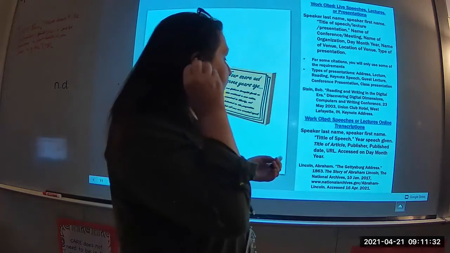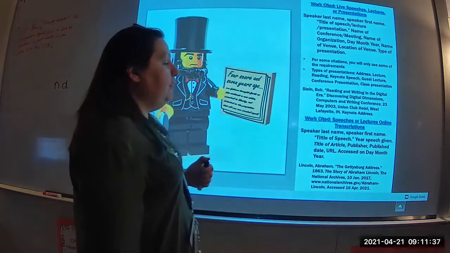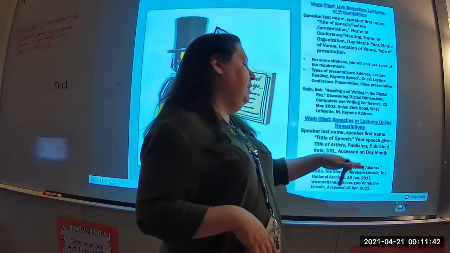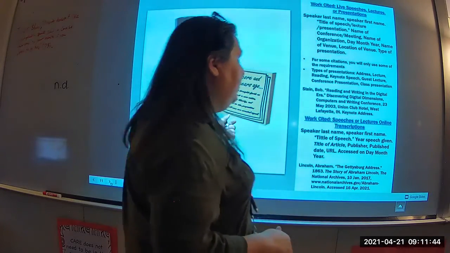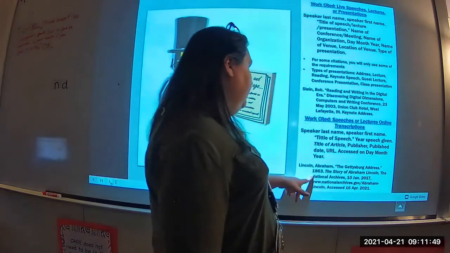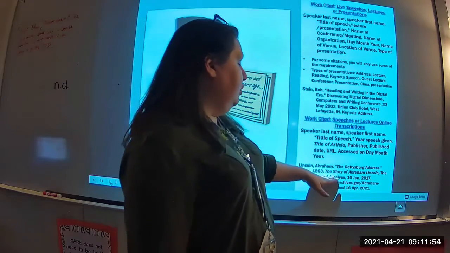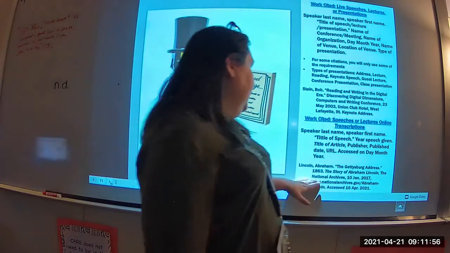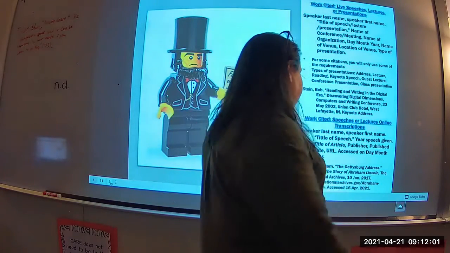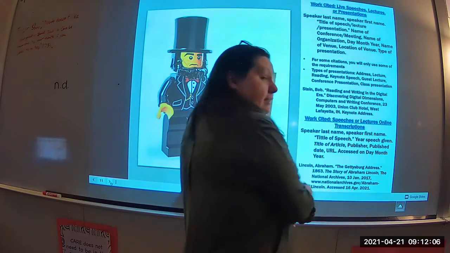Again, it's the speaker's last name, speaker's first name, title of the speech, year the speech was given, title of the article, like wherever it's published, the publisher, publish date, URL, and then when you accessed it. So if I was reading the Gettysburg Address, it's Lincoln, Abraham, the Gettysburg Address. It was given in 1863. I found it on the site The Story of Abraham Lincoln, the National Archives, 10 January 2017. That's when it was posted. Here's the URL, and here's when I accessed it.